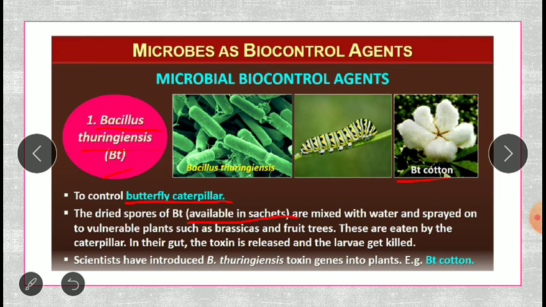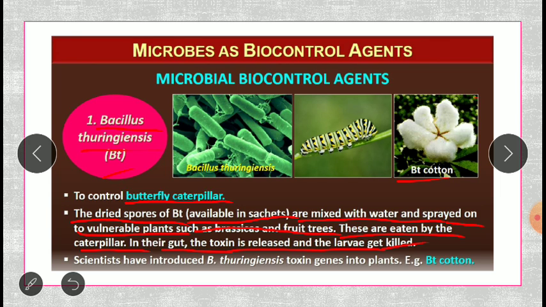So the dried spores of the BT are mixed with water and sprayed on the vulnerable plants, that is, on the important plants such as the brassicas and fruit trees. These are eaten by the caterpillar. In their gut, the toxin is released and the larvae get killed. So what we are doing is, these Bacillus thuringiensis are the microorganisms which are producing the toxins.